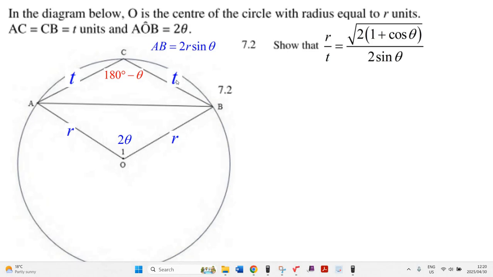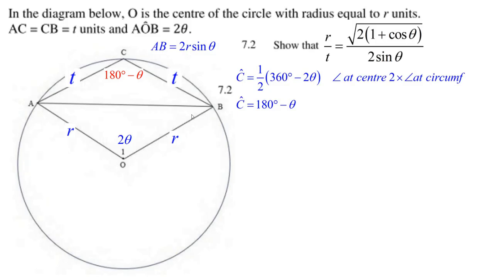And first, to get at the t's, I'm going to use the cos rule again because it looks like a cos rule thing up at the top. But I need the angle in between. How do I know it's 180 minus theta? Well, this angle at the center is 360 minus 2 theta. And the angle at the center is twice as big as this angle. So we're going to take half of it. And half of it is 180 minus theta.